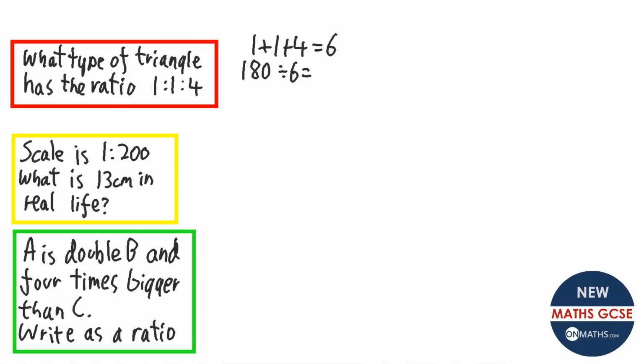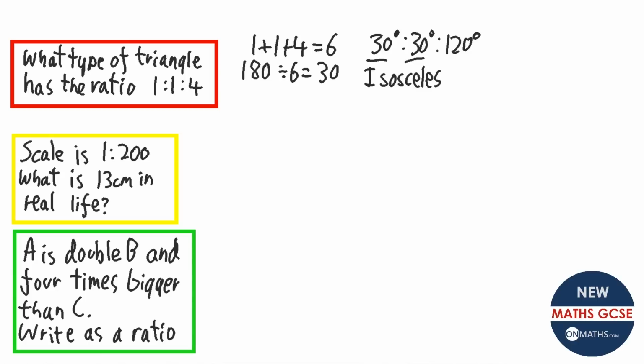Which is 18 divided by 6 is 3, so that's going to be 30. So each one part is going to be 30. So the angle is going to be 30 degrees, 30 degrees. And then 3 times 4 is 12, so that's going to be 120 degrees. Add them together and that adds up to 180. So straight away I know that it's going to be an isosceles triangle because it's got 2 angles the same. Isosceles.